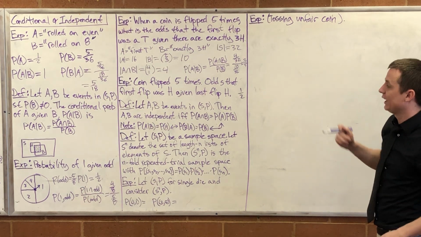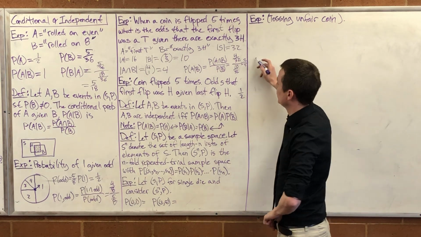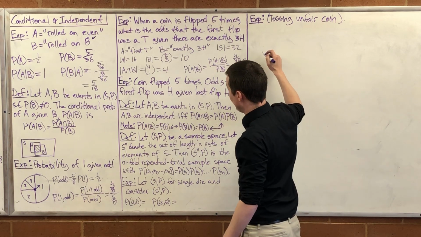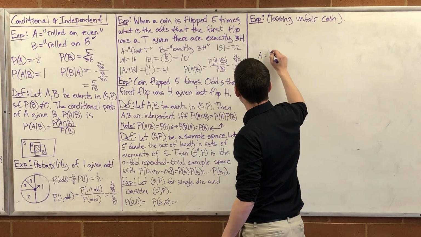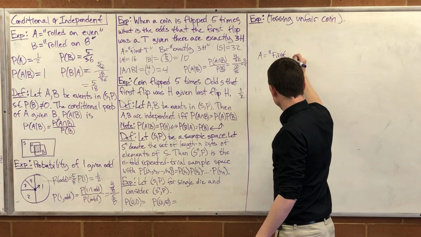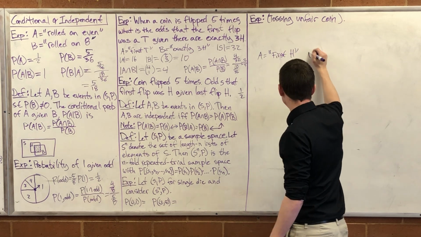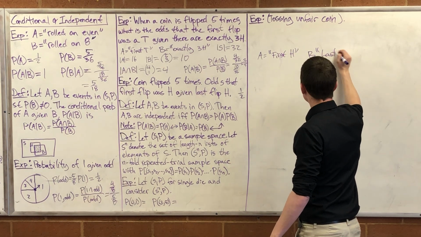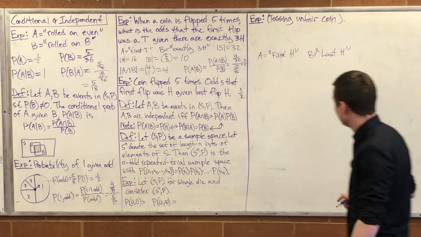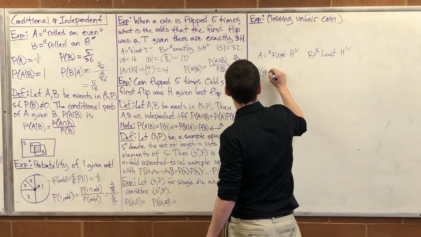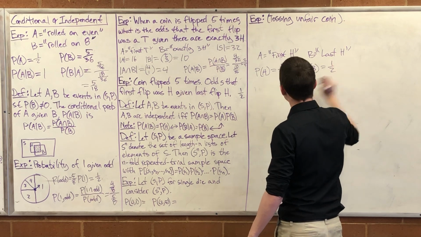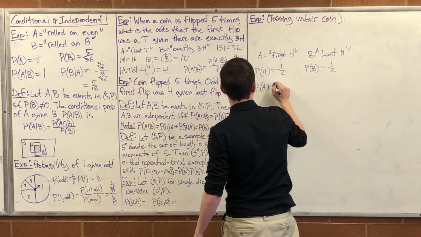But now let's actually calculate this out and see that it's the exact same. And we'll do it the long way. So a coin is flipped 5 times. A is the first is heads. B is the last is heads. Okay. So what's the probability of A? 1/2, 50%. What's the probability of B? 1/2. What's the probability of A intersect B?